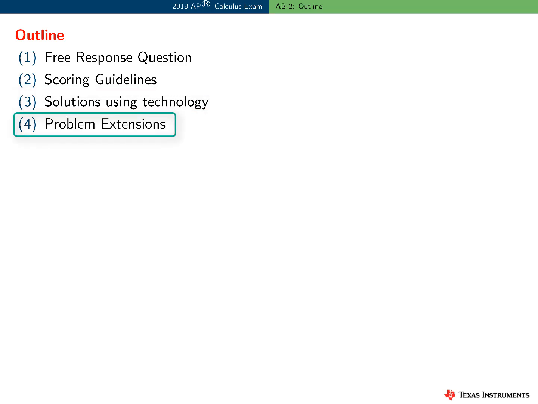And because the free response questions are usually very comprehensive, I'll suggest some extensions, additional AP Calculus type questions associated with the information given in the problem. And some of these questions may be calculator active.